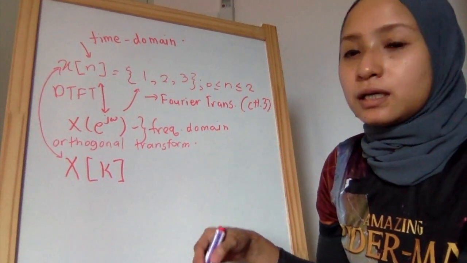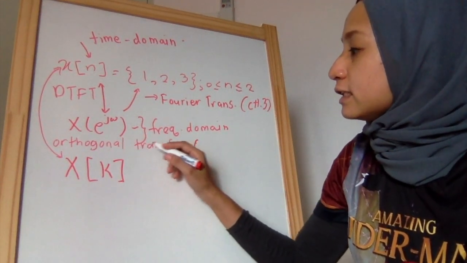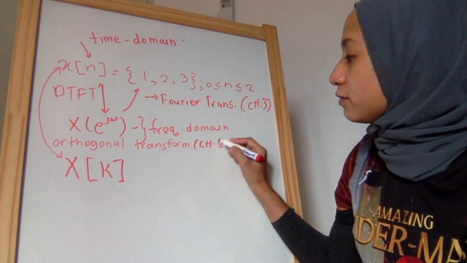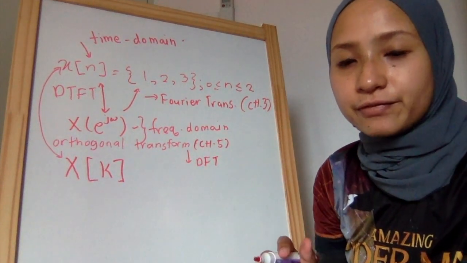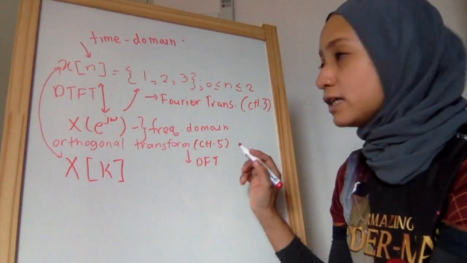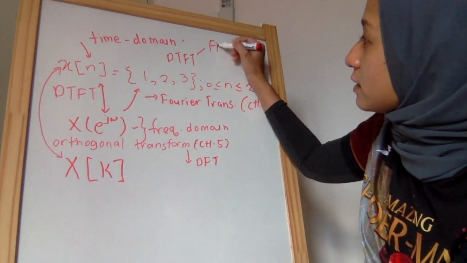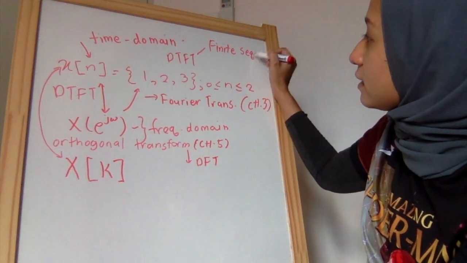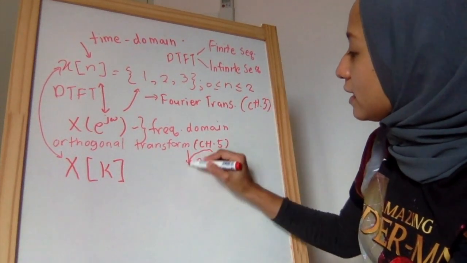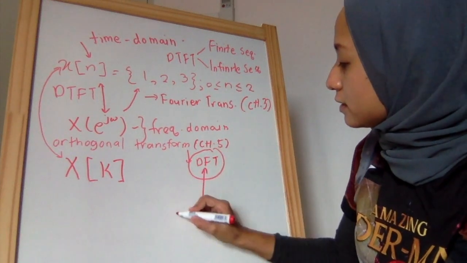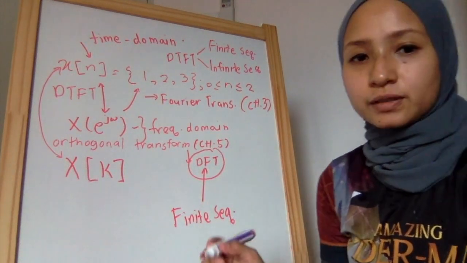Alright, so in chapter 5, instead of the orthogonal transform, we have the DFT. The DFT is actually similar to the DTFT, just that the DTFT covers finite and infinite sequences, but the DFT just covers finite length sequences.